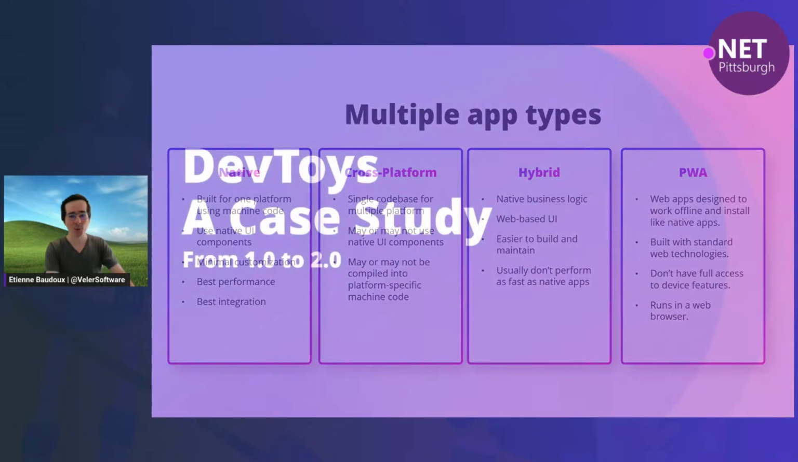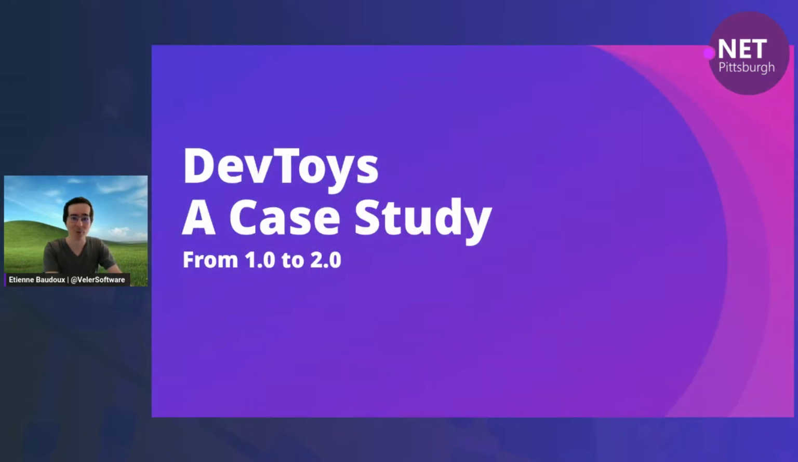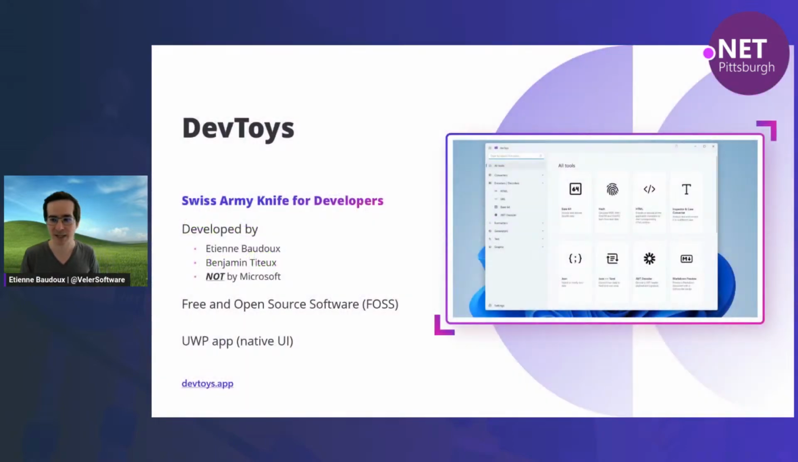Okay, so now that we have talked about this, let me tell you about our case study today. We'll talk about DevToys, which is an app I made with a good friend of mine, to whom I'm saying hi, by the way, if he's watching this. And specifically, we'll look at the story of going from DevToys 1.0 to 2.0. So if you don't know what DevToys is, that's fine. You're not hurting my ego here, no problem. DevToys is a Swiss Army knife for developers.